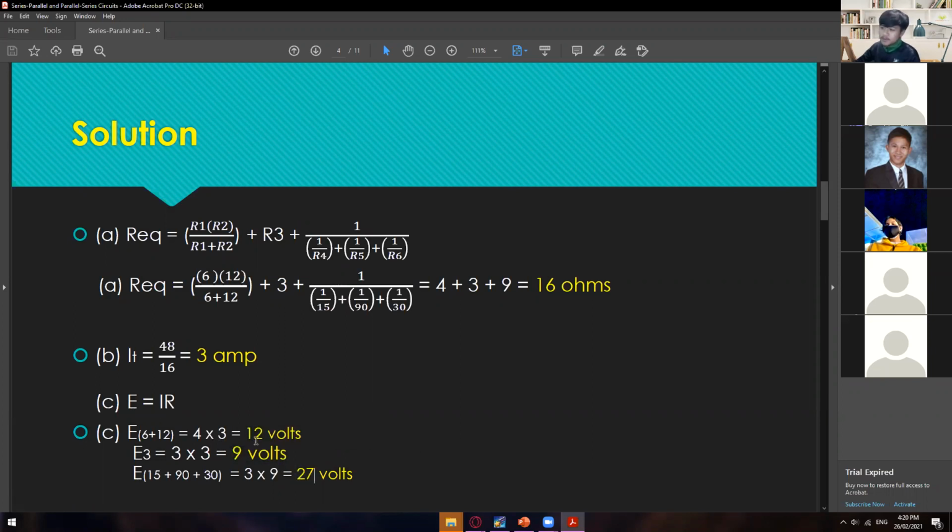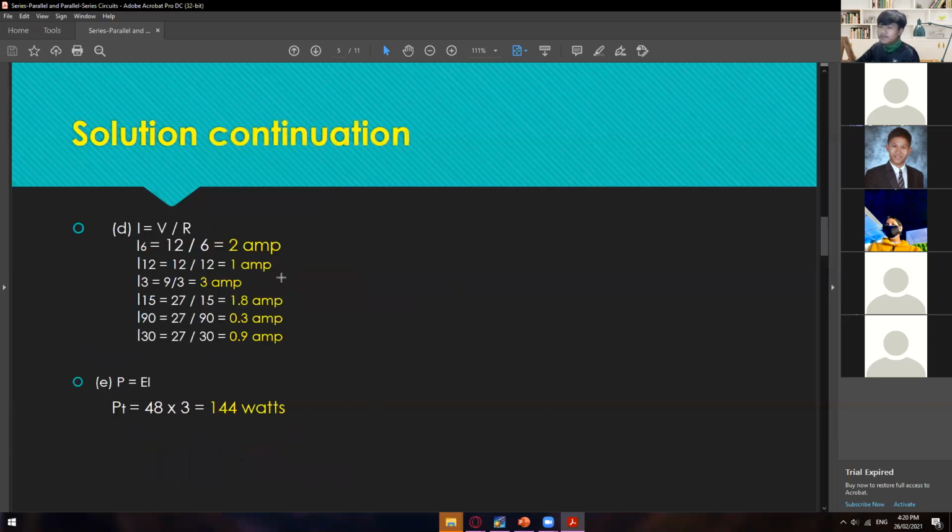If you add all of those, E1, E2, and then E3, you should get the total voltage. So E total is equal to E1 plus E2 plus E3. You should have 48 volts once you've added those three. So 12 plus 9 is 21, and then 21 plus 27 is 48. In that case, we verified that our answer is correct.